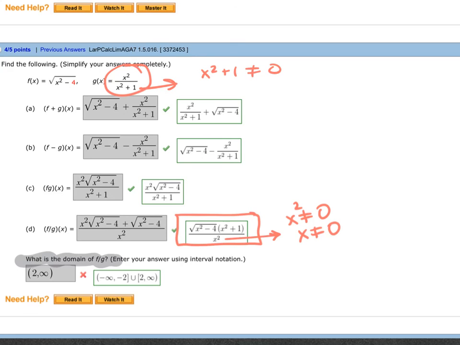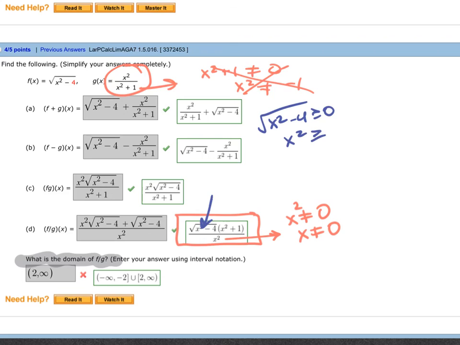Wait, did I do that right? g's in the bottom. Yeah. And so then x squared cannot equal -1. That never happens, so this doesn't matter. And then it should be 0, f over g. Oh, x cannot equal 0, but you also have your square root. x squared minus 4 underneath the square root has to be greater than or equal to 0.